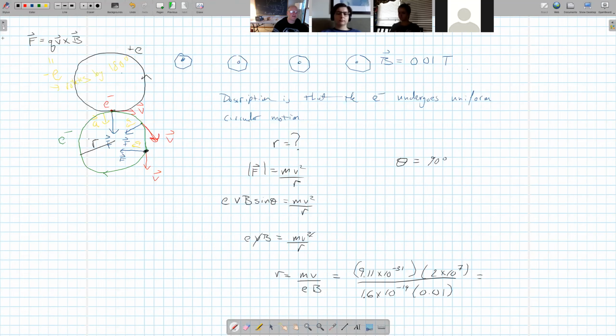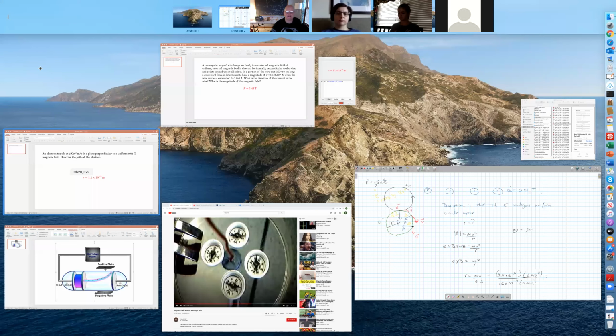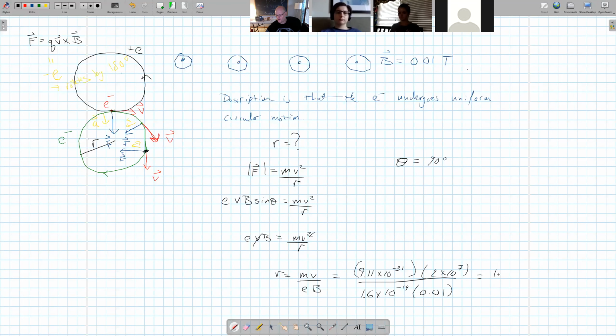So here we find that the radius of the circle that it creates is 1.1 times 10 to the minus 2 meters. So it's about what? 1.1 centimeters. So in this case, given this velocity in this magnetic field, the circle it's going to create is about 1.1 centimeters.